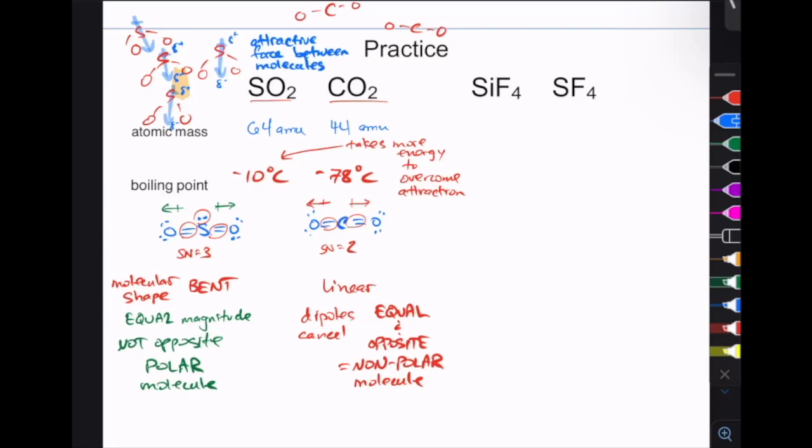Okay? So when we build the Lewis structure, silicon, find it on the periodic table, right? Group 4, sulfur is in group 6. So there's going to be a little difference in the number of valence electrons that we have. But the fluorines are all the same. Okay? So this is going to have 4 plus 28, so this is 32 electrons. This one's going to have 6 plus 28, so 34 electrons. They're both going to be spokes on a wheel.